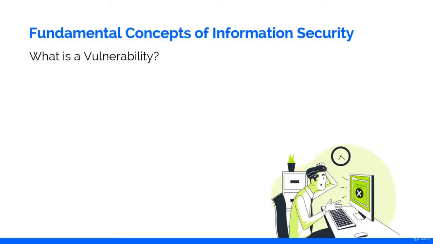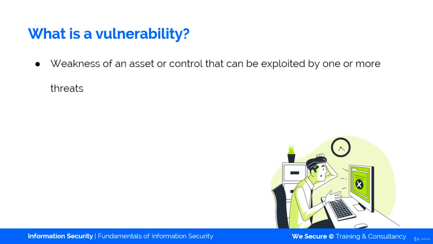Vulnerability. We have all heard this word very often these days due to the COVID pandemic, and there are a lot of vulnerabilities. Now, what actually is a vulnerability? Well, a weakness of an asset or a control that can be exploited by one or more threats is a vulnerability. This definition is according to ISO 27000, the Information Security Management System standard, and they define vulnerability as a weakness of a system.